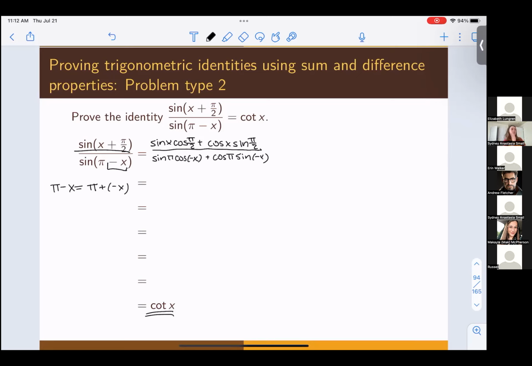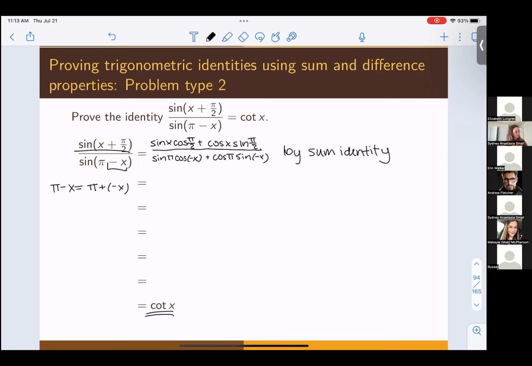Okay. Before I do any more simplification, I'm just going to evaluate this. I know the cosine of pi over 2. I know the sine of pi over 2. I know the sine of pi. I know the cosine of pi. So I'm just going to evaluate those expressions in there before I move on. But before I do that, I'm going to make sure to indicate off to the side that this step was done by the sum identity. Always making sure to label. Cool.